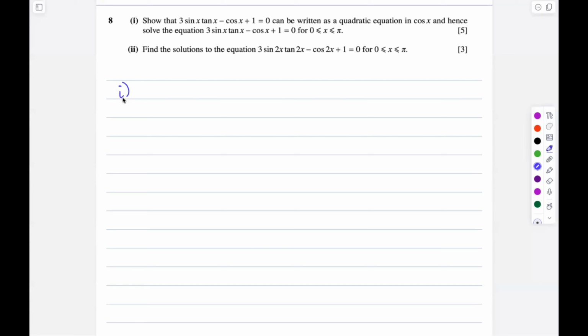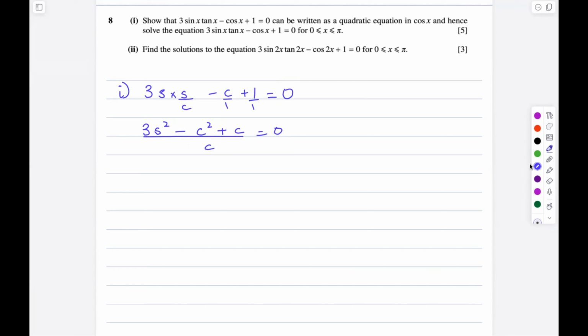So in part 1, as we have to bring our equation in terms of cos, we can write tan as sine upon cos. So this will become 3 sine into sine upon cos minus cos plus 1. So we'll get 3 sine squared over here, and this equals 0. So taking the LCM, we'll get 3 sine squared minus cos, which will multiply by cos and become cos squared, plus 1 into cos will be cos, upon cos equals 0.